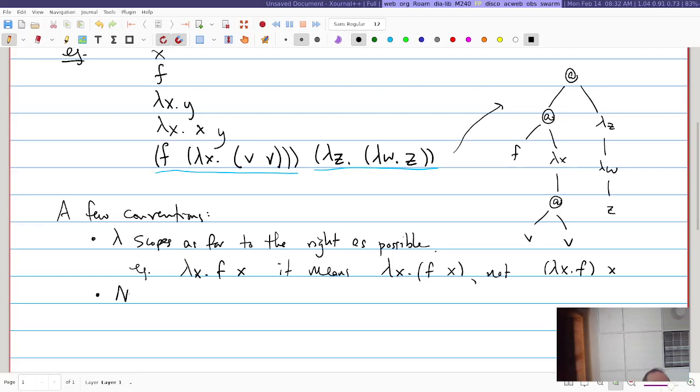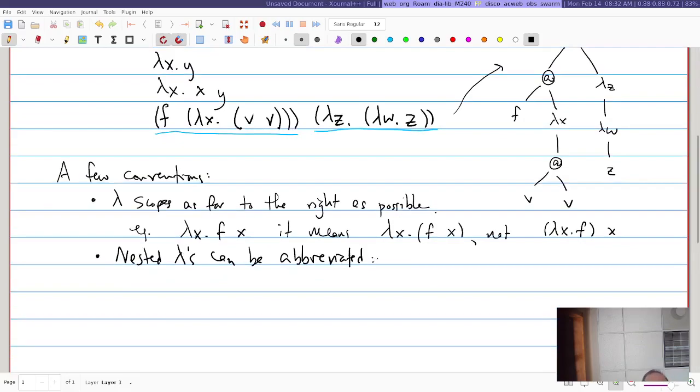So nested lambdas can be abbreviated. For example, lambda x dot lambda y dot lambda z dot z can be written lambda x y z dot z.